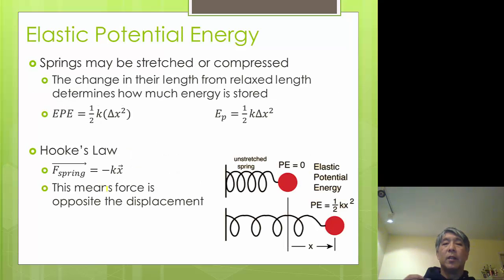Elastic potential energy is the energy stored in springs. We have Hooke's law down on the bottom that says the force of a spring is going to be equal to minus k delta x, or the amount the spring is stretched or compressed. The minus in this instance implies that the force is opposite the direction of displacement. We'll see more of this when we talk about simple harmonic motion in waves.